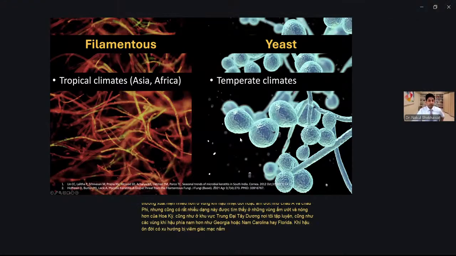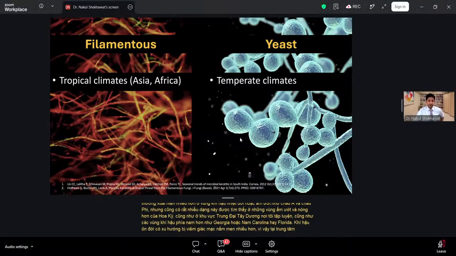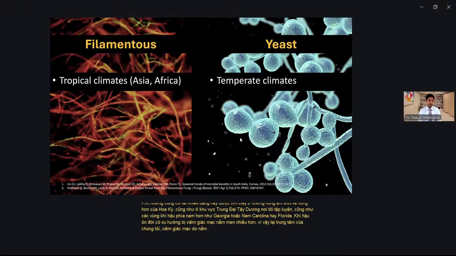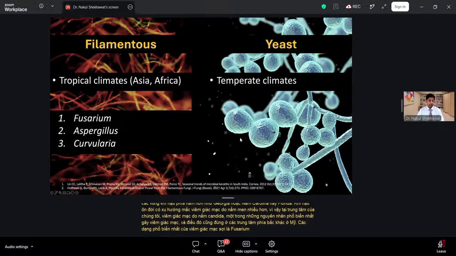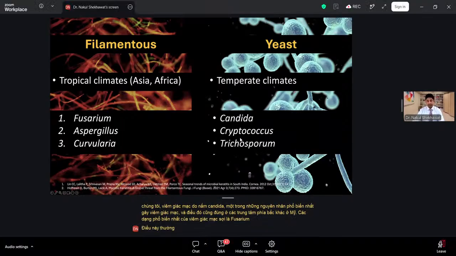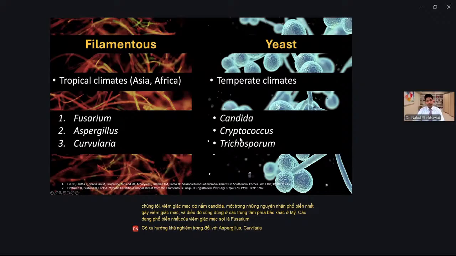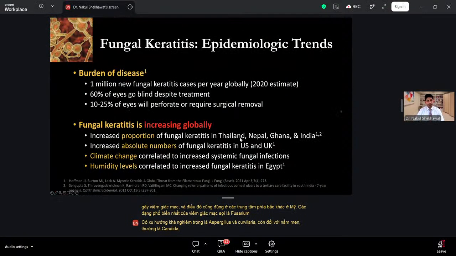So at our center, Candida keratitis, which is a yeast form of fungi, is one of the most common causes of keratitis, and that's also true in other northern centers in America as well. The most common forms of filamentous keratitis are Fusarium, which tends to be quite severe, Aspergillus, and Curvularia. And for yeast, it's usually more Candida, Cryptococcus, and Trichospora, with Candida being the more common one.